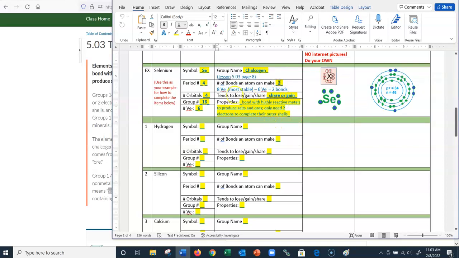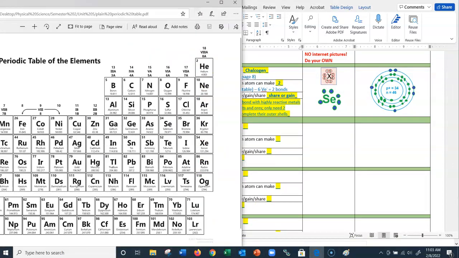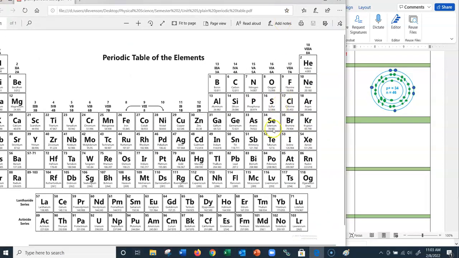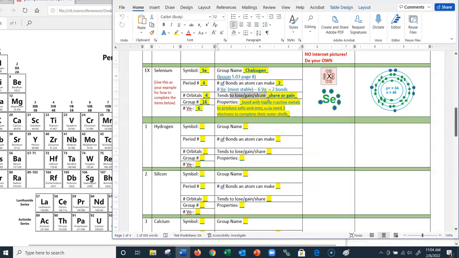Do they tend to lose, gain, or share? Well, if you look at your periodic table and remember what we've learned about it, we know that selenium is one of those non-metals, and that non-metals in general will either take electrons from metals, groups 1 and 2 metals, or they will share electrons with other non-metals. And that's why it says share or gain.